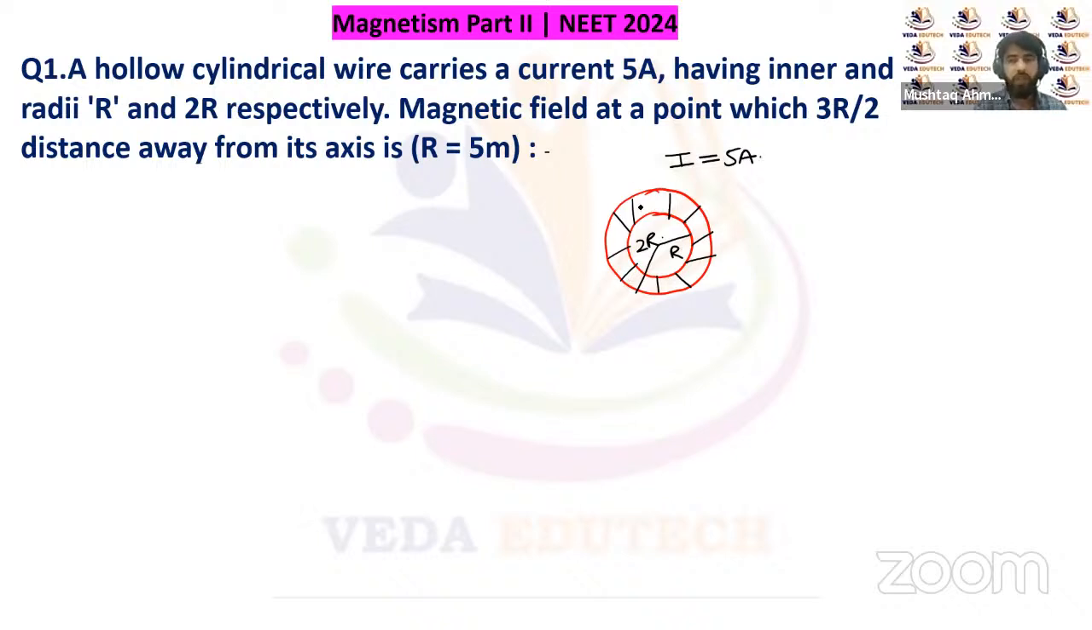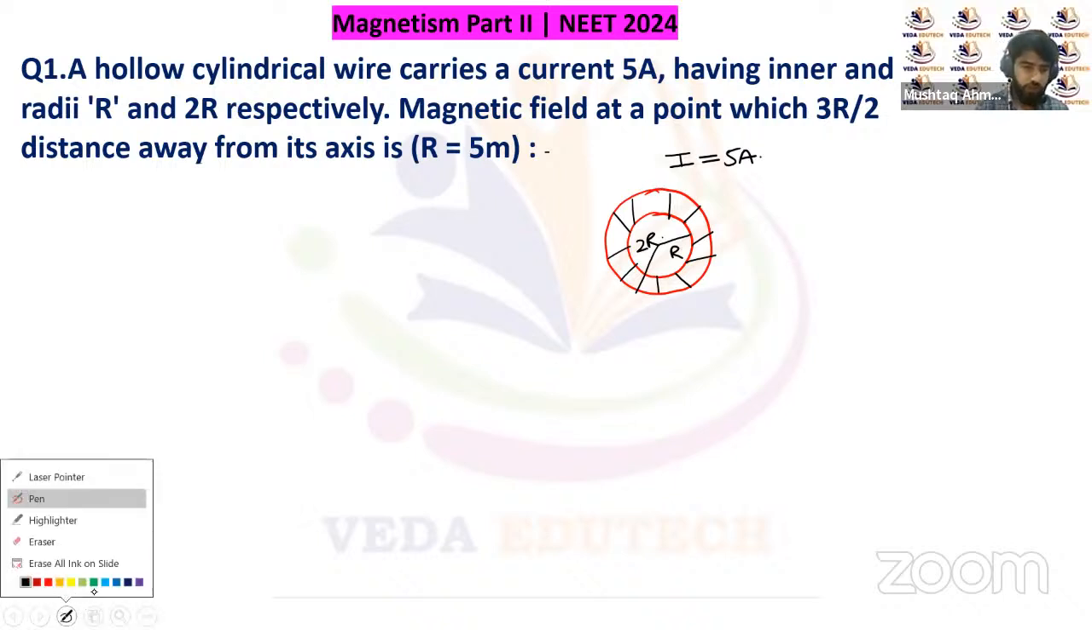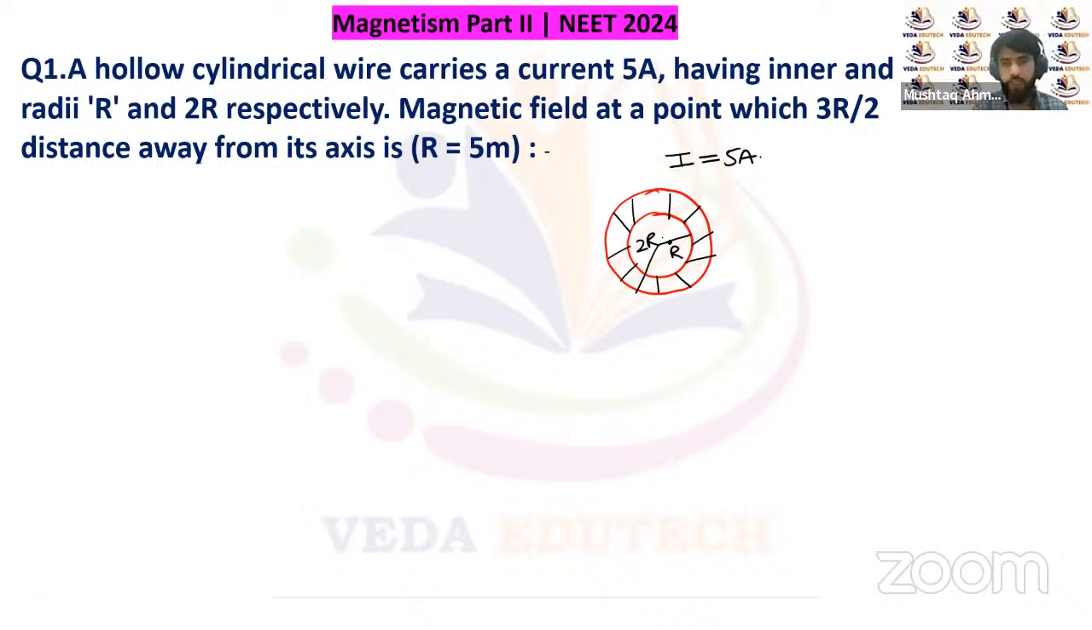Now we have to find the magnetic field at a point which is 3R by 2 distance away from its axis, right? There's a point in between the two circles, or we can say there's a point in this region. This is the point P. At this point P, we have to find the magnetic field. What we'll do is we will just draw the Amperian loop at this point.